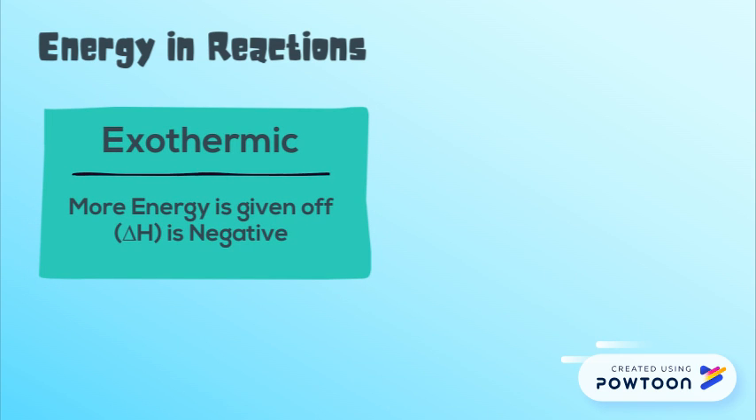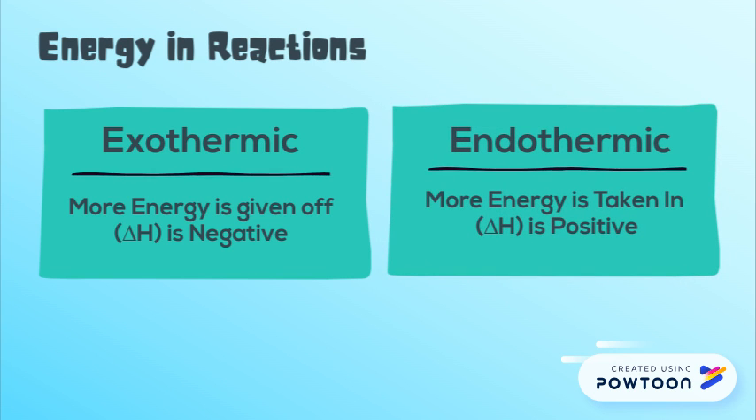Exothermic reactions give off more energy. Our delta H is negative for these reactions. This means it requires less energy to break our bonds, and we're giving off more energy when we form bonds. Endothermic reactions take in more energy to break the bonds. Our delta H is positive for these.